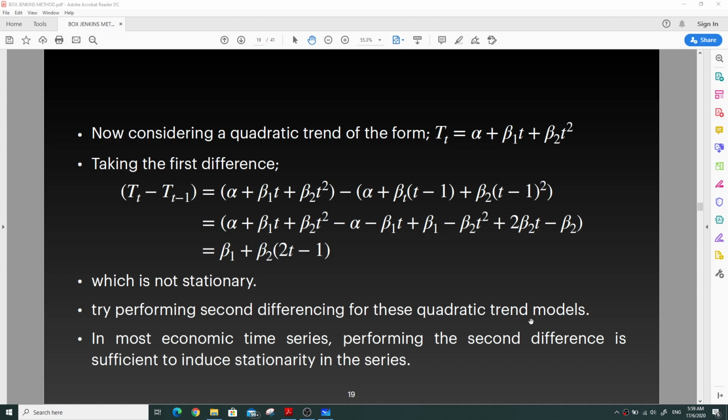If you get a constant value at the end of your differencing, it means that our series is stationary. Your textbook also discusses that for most economic series, it is enough to perform the second differencing to change our data series from non-stationary to stationary.